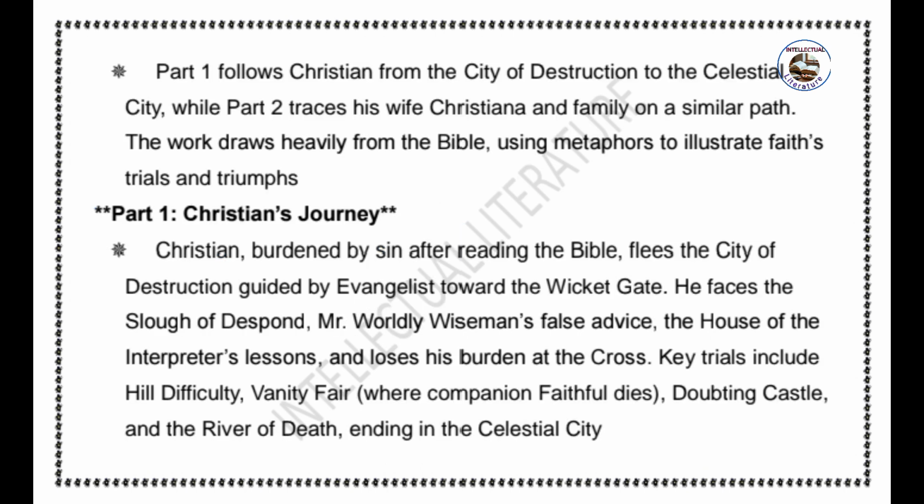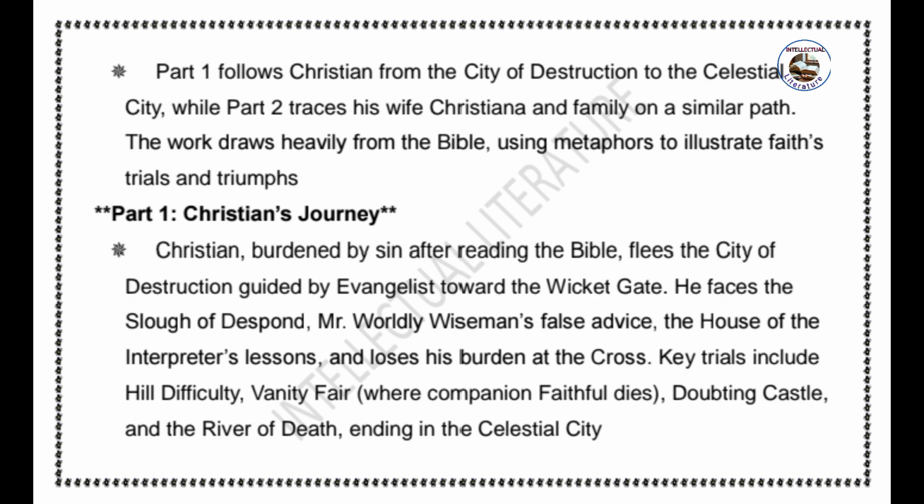Part 1 follows Christian from the City of Destruction to the Celestial City, while Part 2 traces his wife Christiana and family on a similar path. The work draws heavily from the Bible, using metaphors to illustrate faith, trials and triumphs. Part 1: first we see an overview of this work and then a scene by scene explanation.